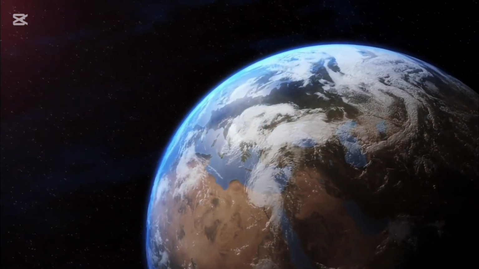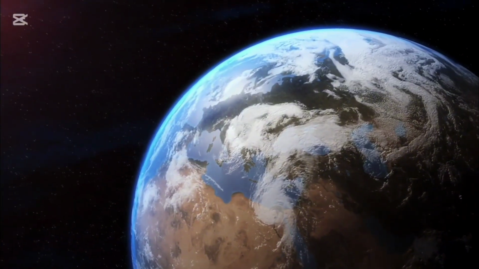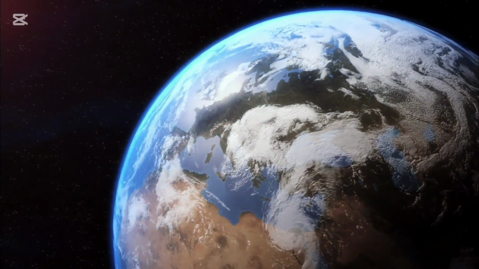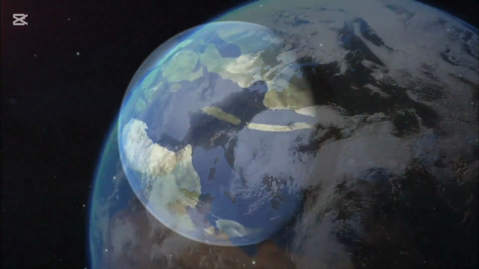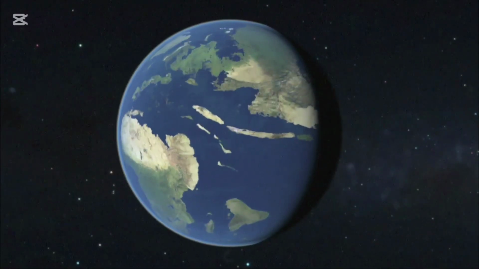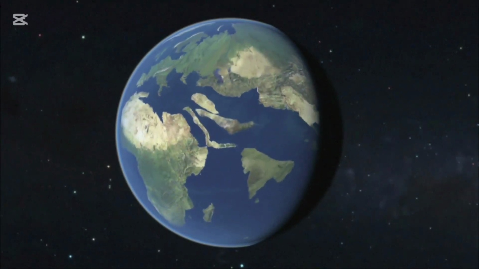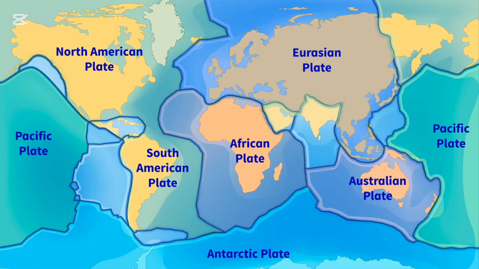On planet Earth, the land and the oceans sit on plates that are moving very slowly. Over millions of years, Earth's plates have moved and broken. Today, we have 7 big plates and some smaller plates.